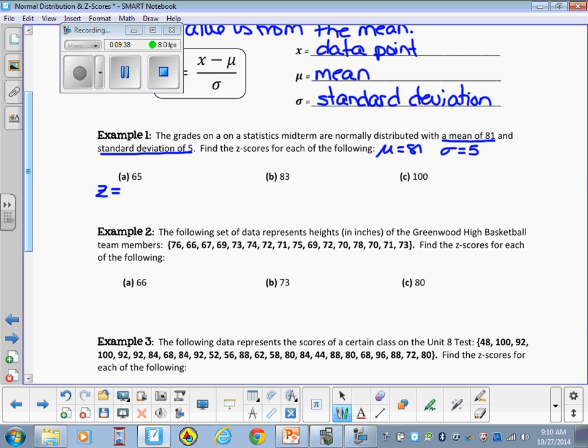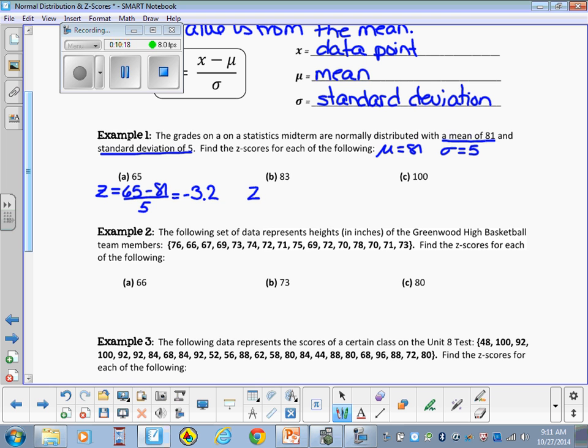So z is going to be equal to our data point, in this case 65, minus the mean, divided by the standard deviation. So 65 minus 81, enter, divided by 5, enter, negative 3.2. Did this person do really well on the midterm or really badly on the midterm compared to the rest of their classmates? And the answer is really, really, really badly. They're all the way down there in that negative 0.05% on the far, far, far left part of the bell curve. Not a good score.